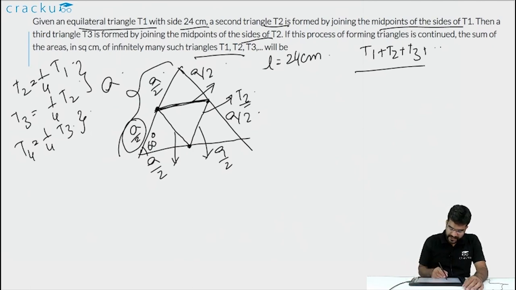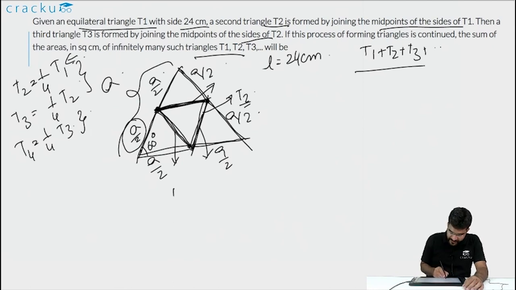You can even look at it pictorially. There are 4 equilateral triangles within T1 and each of them is exactly equal to the others. This is the first equilateral triangle, this is the second, this is the third, and T2 is the fourth equilateral triangle. So the area of T2 is 1/4 that of T1. You can find that in multiple ways.